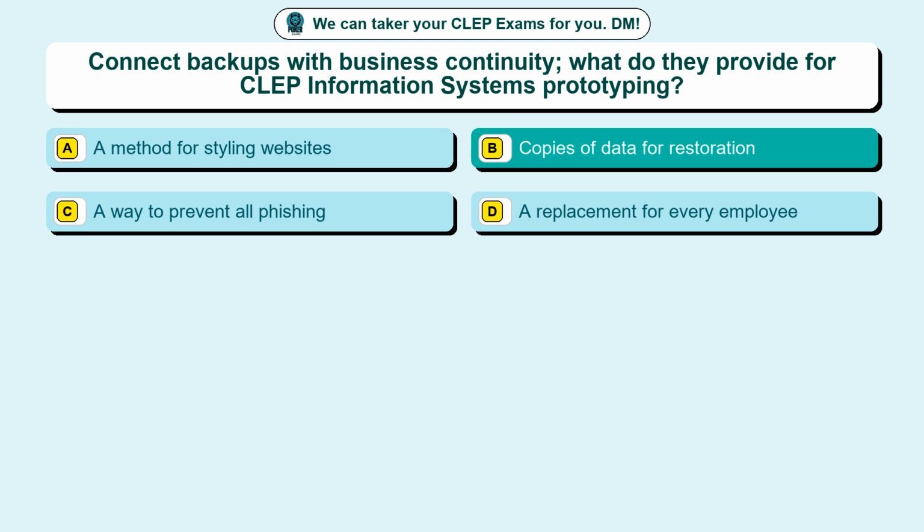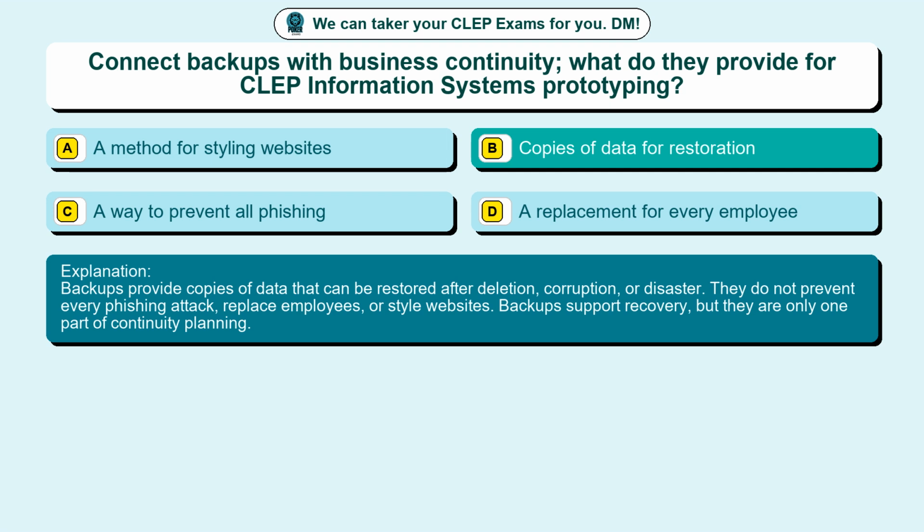The correct answer is option B. Copies of data for restoration. Backups provide copies of data that can be restored after deletion, corruption, or disaster. They do not prevent every phishing attack, replace employees, or style websites. Backups support recovery, but they are only one part of continuity planning.